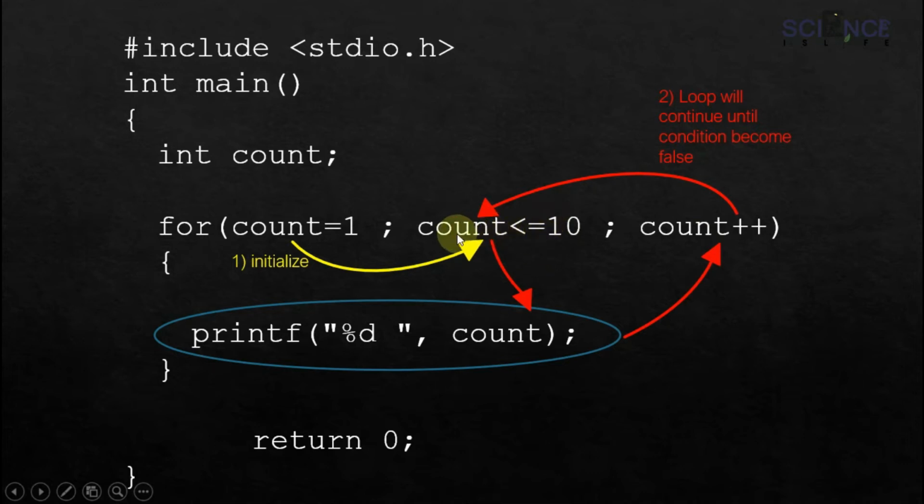Let's assume our count variable's value is now 11, right? So is the condition true? Is 11 less than or equal to 10? No. When the count value is 11, this condition is false. Then we can't go inside this for loop, right? So that means this for loop will continue until count becomes 10, right? That is how the for loop is executed.